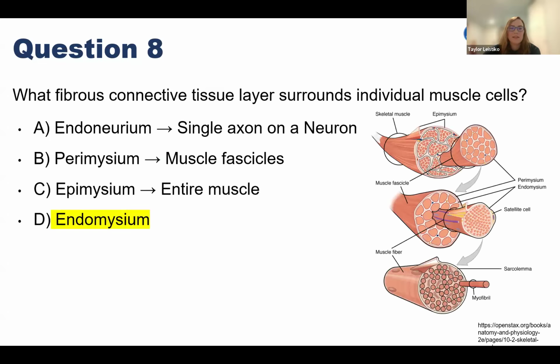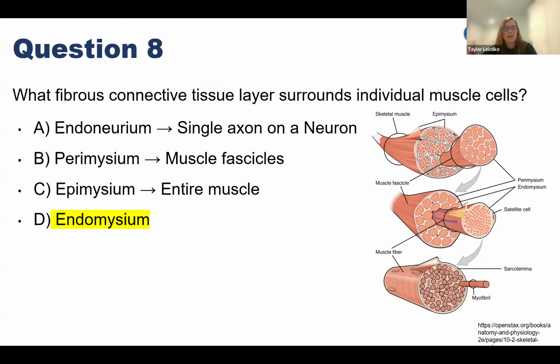So A is incorrect because, you got to pay attention to the whole word. The endoneurium is going to be surrounding a single axon on a neuron, actually. And we're talking about muscle cells. So it's one of the ones that ends in mysium. The perimysium is around the fascicles, the epimysium is the entire muscle, and then the endomysium is on the inside, on those smaller muscle cells.